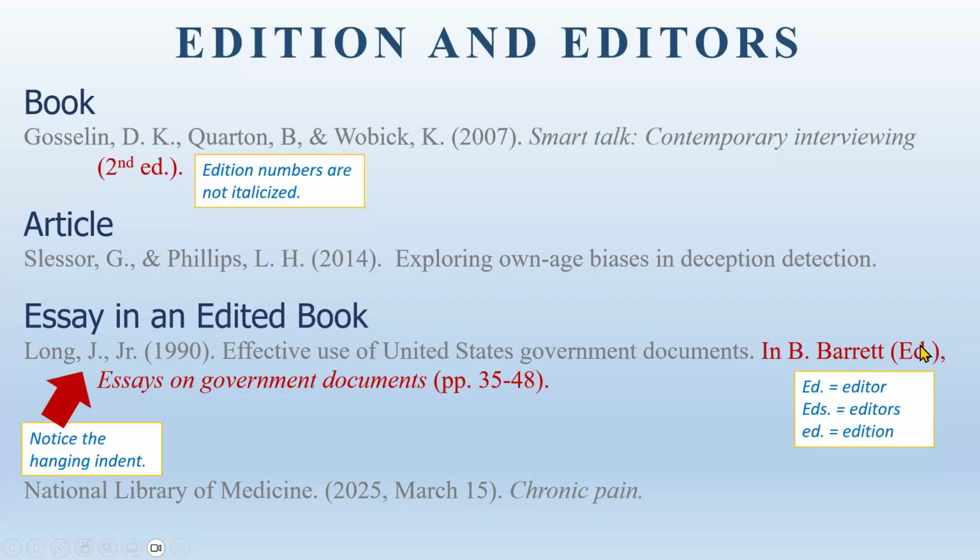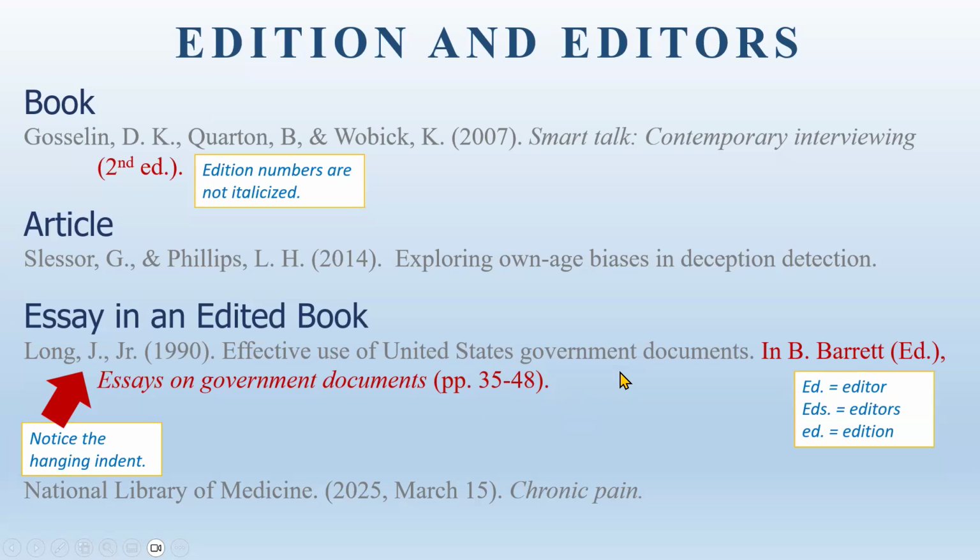Okay, after you've taken care of the editor's name, you have a comma, then you have the title of the whole book, Essays on Government Documents, which is italicized and in sentence case. Final piece of this, you would put the page numbers of the essay within the book. And you do it in this way, parentheses, PP period, which is, again, pages, space, and then the beginning and the ending page of the essay, 35-48. Close the parentheses, period, end of this unit.